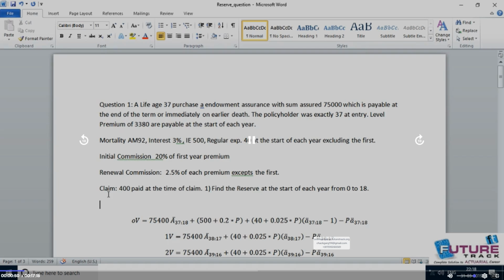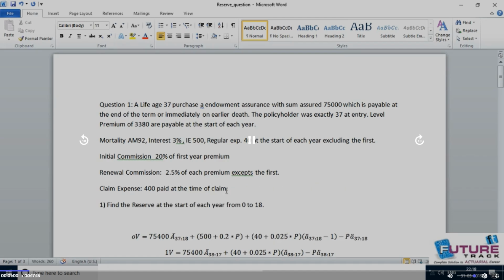The 37-year-old policy has 18 years left. If we are applying the prospective reserve, we have to use the claim amount and claim expense basically. This is my initial expense, claim expense also. Initial expense plus initial commission. Now we have to find the reserve plus renewal expense plus renewal commission, at the start of each year from 0 to 18, minus this premium.